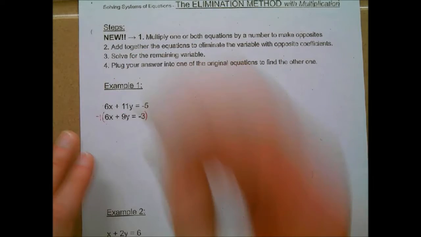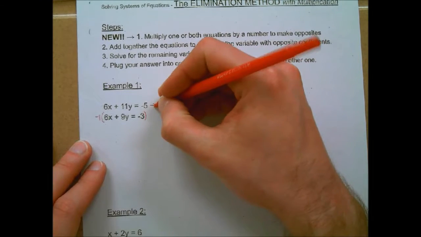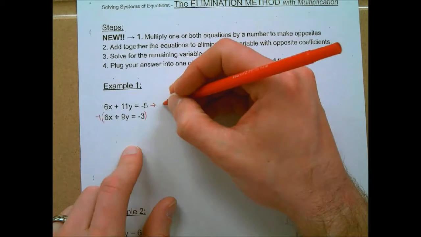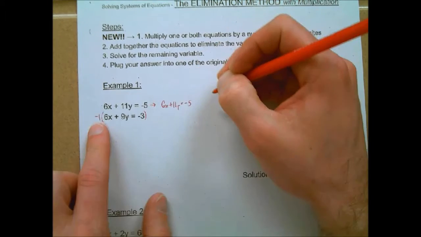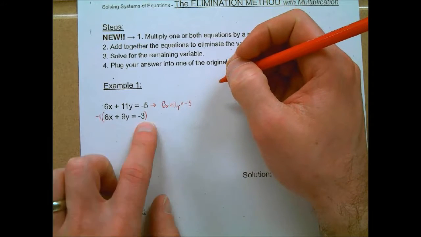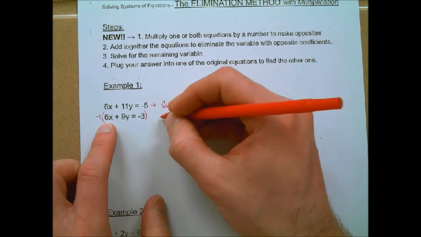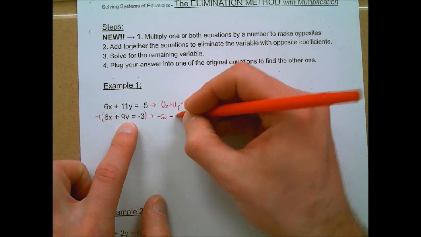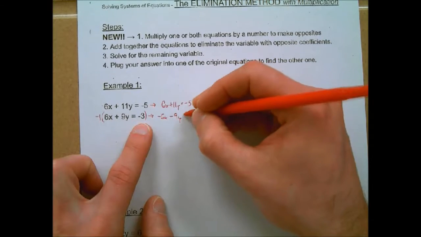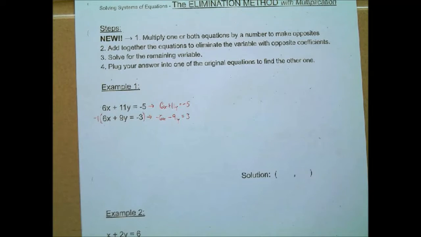I'm going to draw a little arrow here. The top one's not changing at all, so we're just going to leave it. The bottom one, to make opposites, we're going to multiply by -1. And so -1 times 6, -6x. -1 times 9, -9y. -1 times -3, +3. Okay?